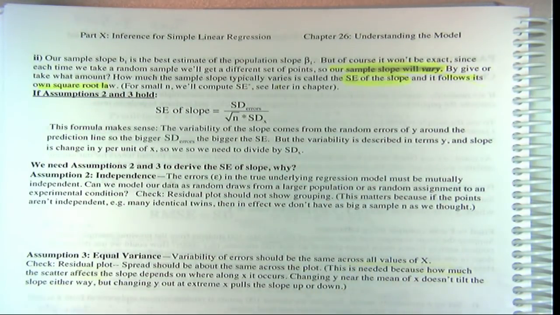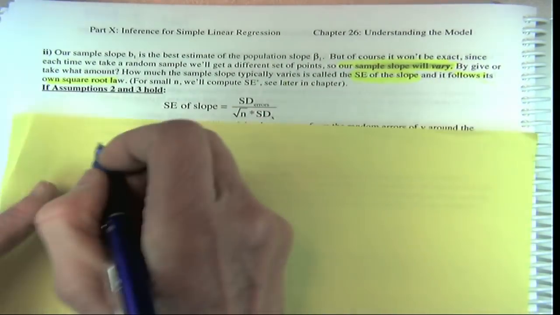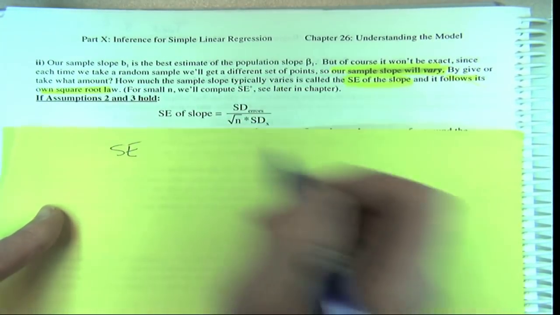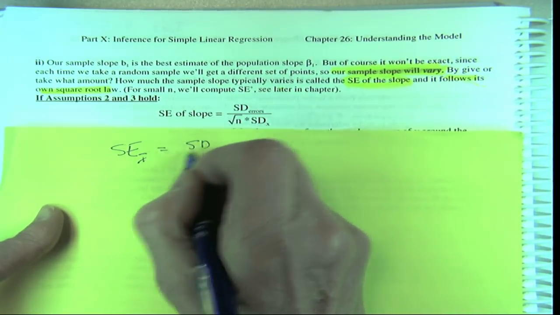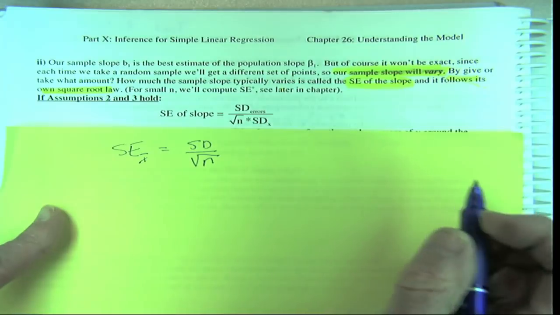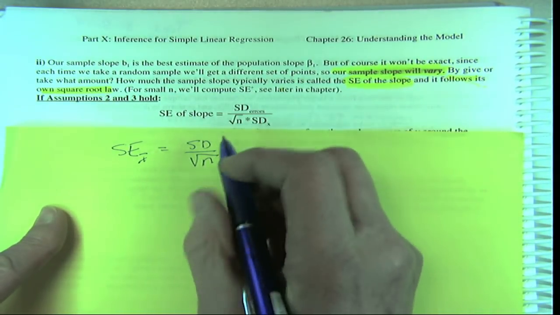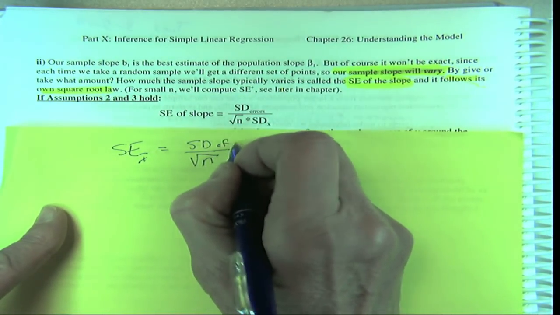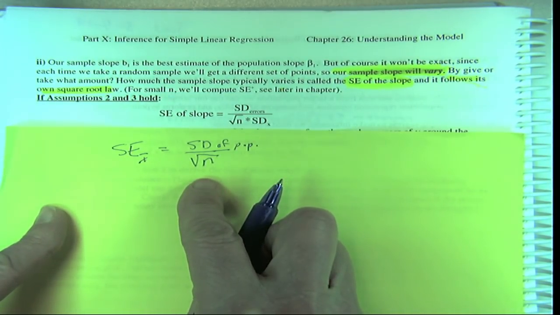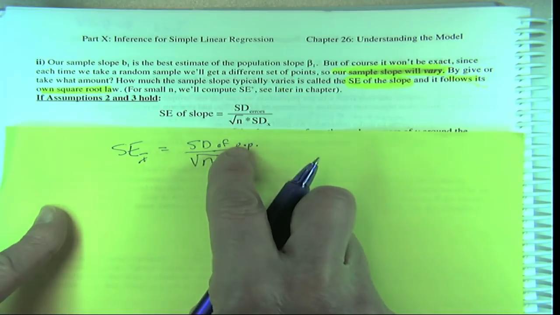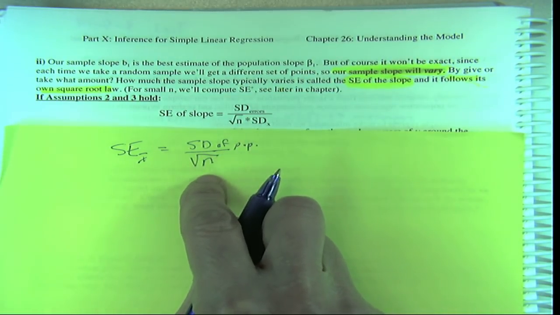Remember the square root laws? Like for the average, let me get a piece of paper just to remind you. For the standard error of the sample mean, we have SD over the square root of n. Where this is the SD of the population, the scatter around the mean in the population, over the square root of n.